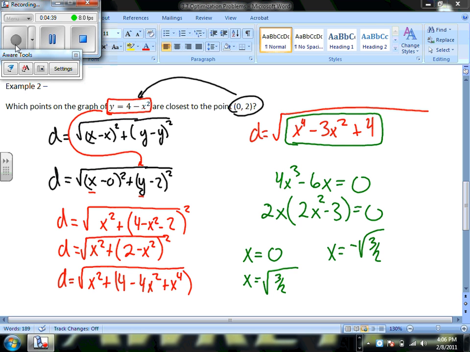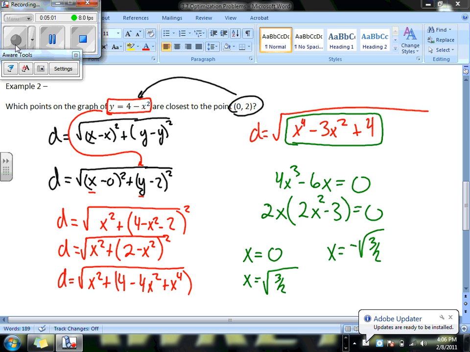Let's back this train up a little bit. What I forgot to do is look at my domain. Do I have any x's that I can't use? Well, I don't think so. I can use all negative points. I can use all positive points. So any of these are fair game. So we just need to figure out using whether the first derivative or second derivative test, whether this works or not.